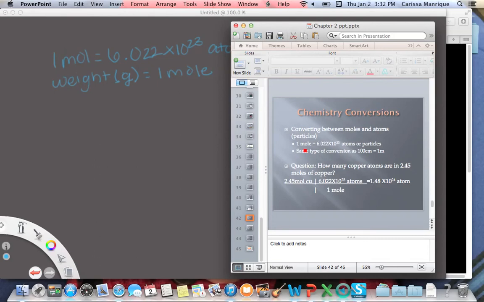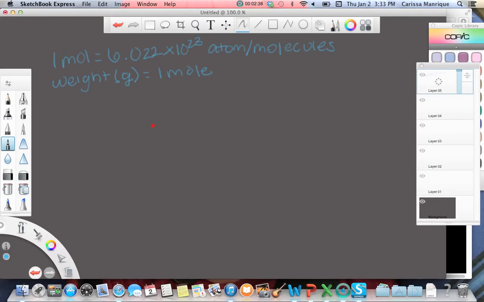It says, how many copper atoms are in 2.45 moles of copper? So we have 2.45 moles. Make sure it doesn't look like 245. 2.45 moles, and we want to know how many atoms, okay? Well, we just have our conversions here. Remember, these are the exact same as any other conversion we've done. Look here, we have a conversion between mole and atoms right here. 1 mole is 6.022 times 10 to the 23rd atoms.